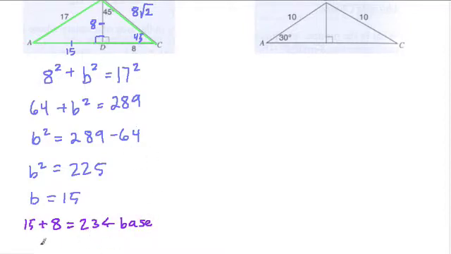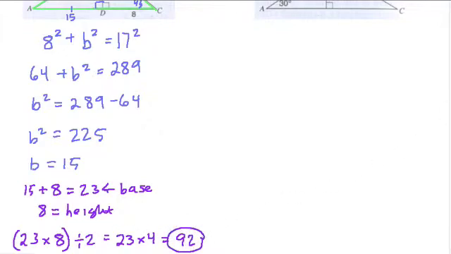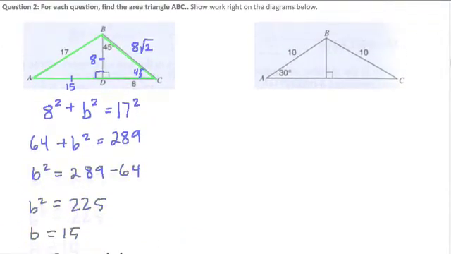We know that already. 8 is equal to the height. So now we can quickly find the area of this triangle by multiplying 23 times 8 and then dividing that by 2. Now you can switch the order around here. I'm going to half 8 first, so it's 23 times 4. This will give you the same result, and I get 80 plus 12, or 92. That's the area of our triangle.